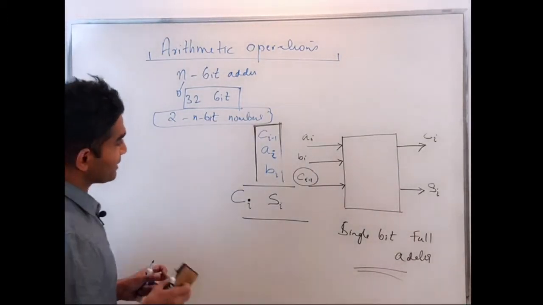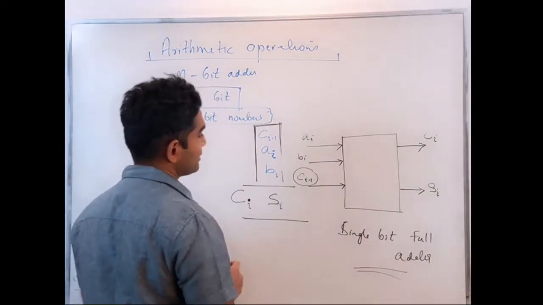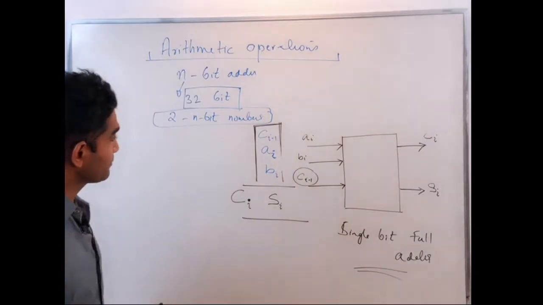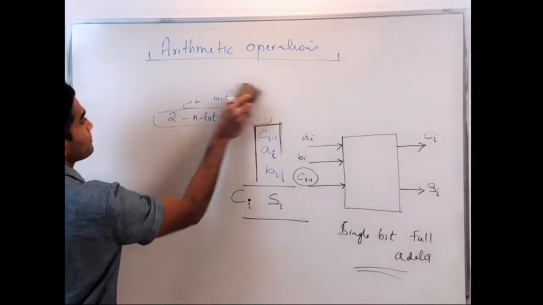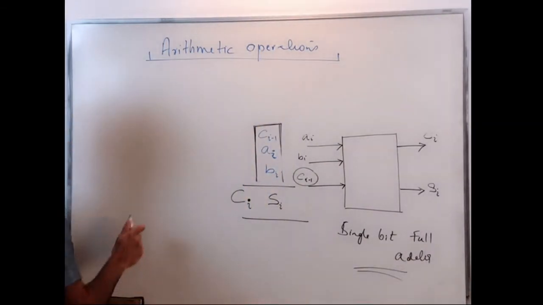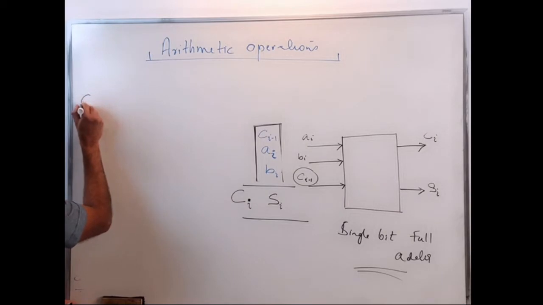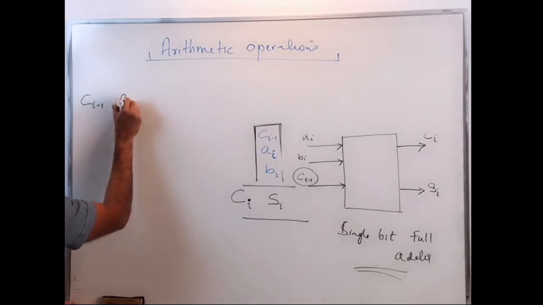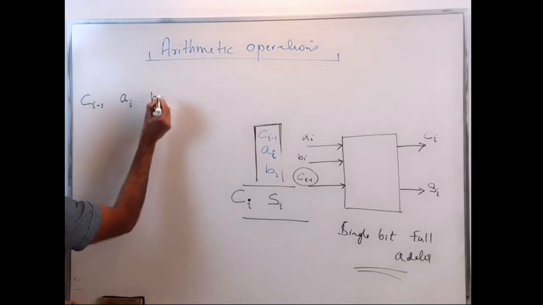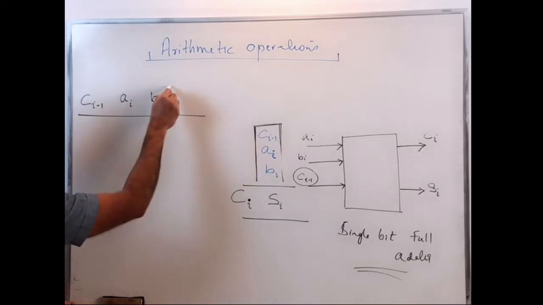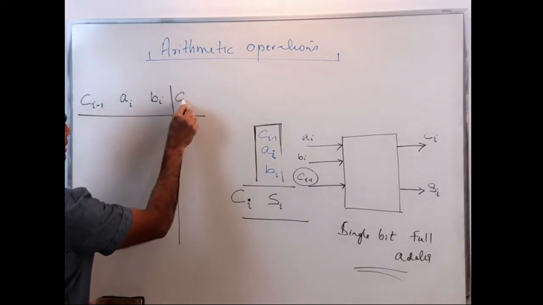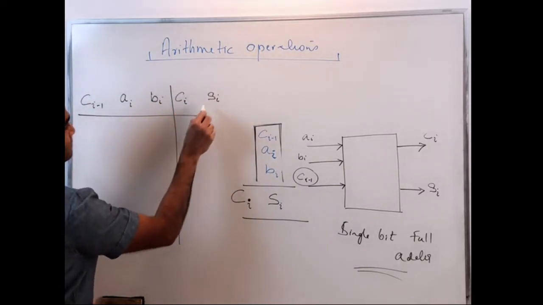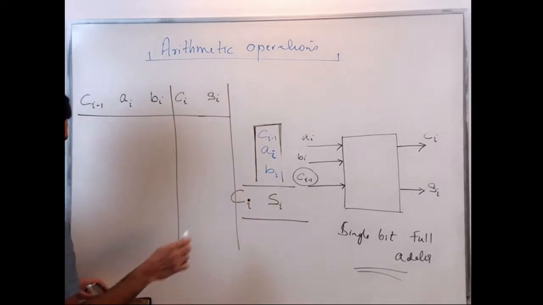And now let's set out to design this. Again, I'll put down the information in terms of the truth table first, and then I'll start. So I have as inputs Ai, Bi and Ci minus 1. These are my inputs. As my outputs, I have Ci and Si as my outputs.